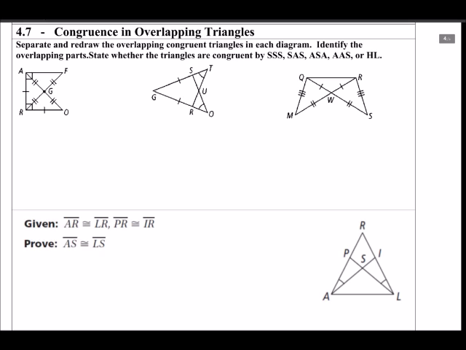4.7, Congruence and overlapping triangles. We are supposed to separate and redraw the overlapping congruent triangles in each diagram, identify the overlapping parts, and state whether they are congruent. Alrighty.